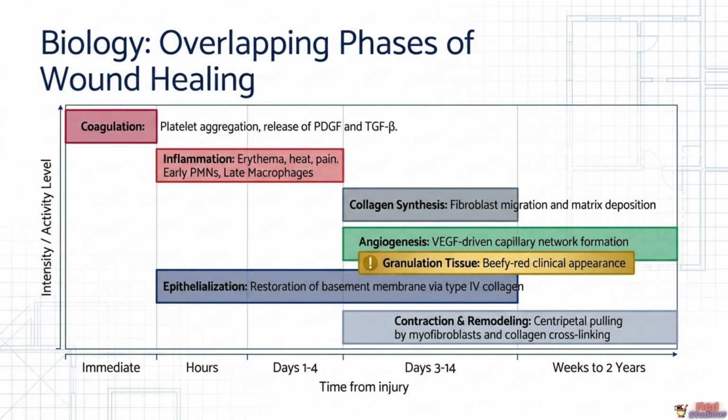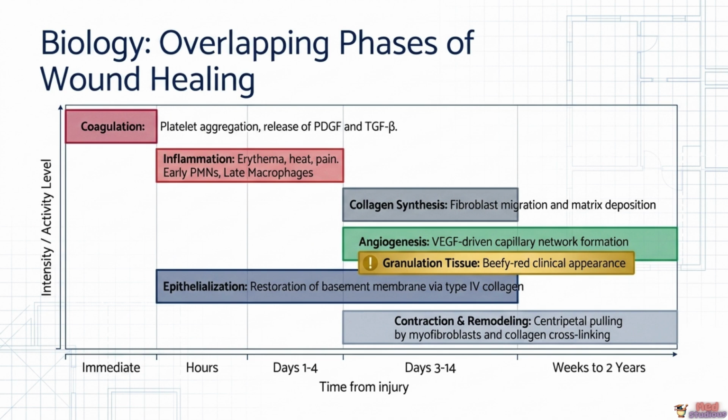Immediately at the moment of injury, coagulation begins. Platelets aggregate at the wound site and release two critically important growth factors: platelet-derived growth factor, abbreviated PDGF, and transforming growth factor beta, abbreviated TGF-beta. These are the primary recruitment signals that initiate the entire healing cascade.